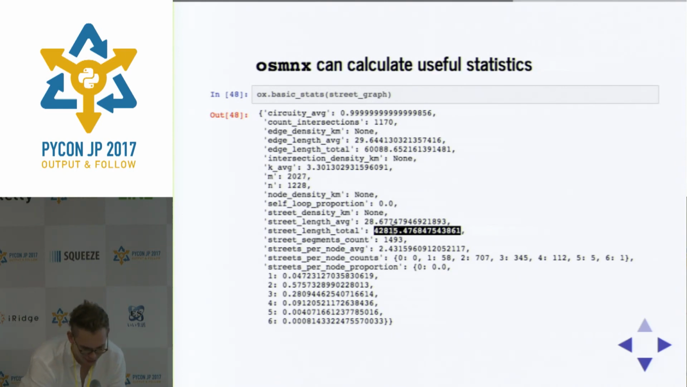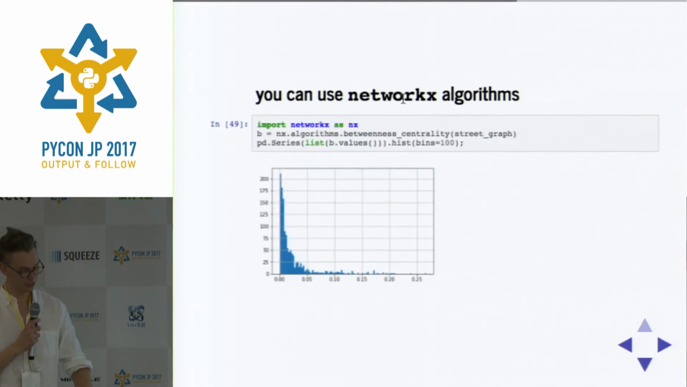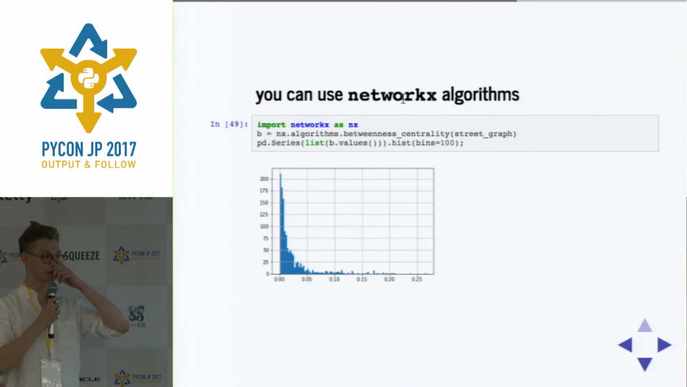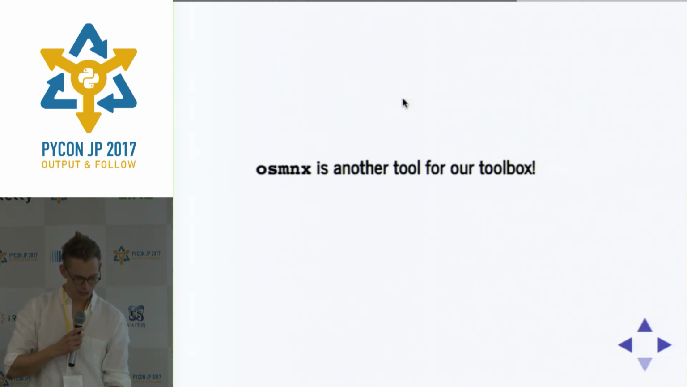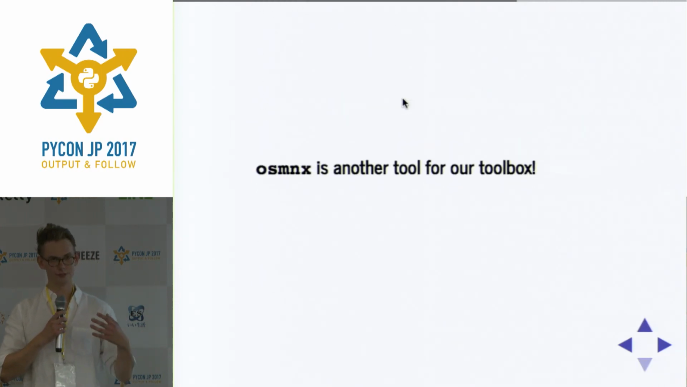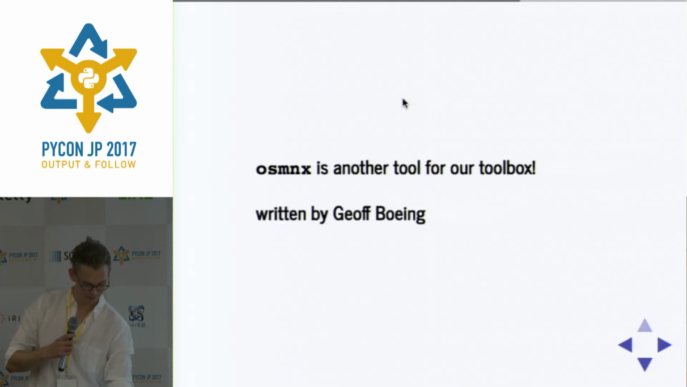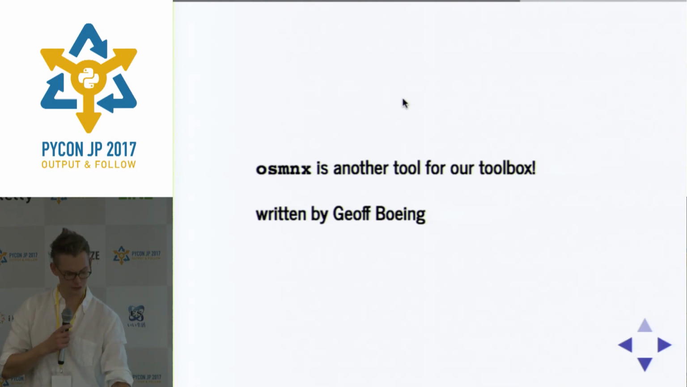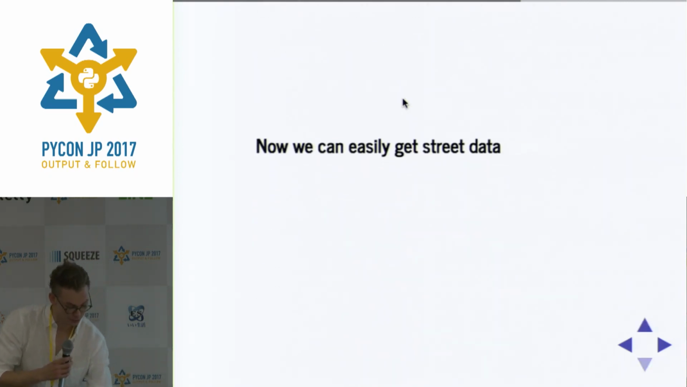10 minutes, okay, stress. So you can also use all the NetworkX algorithms on the street graph. For instance, here I use it to calculate the betweenness of all the intersections. I don't really use it for anything, but I'm just showing you that you can do that if you want. So OX is another really great tool for our toolbox, and it's written by a guy called Geoff Boeing. I'm linking to his paper in the end of this talk.